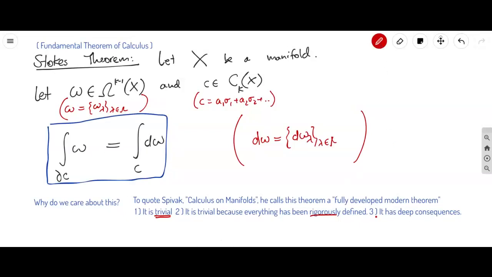And lastly, and this is the other part, it has deep consequences. And sometimes this is difficult to see. Sometimes it's difficult to see why it is important. Like when you look at something like this, it is by no means obvious why it's the fundamental theorem of calculus. It's also by no means obvious why it generalizes classical Stokes theorem. So these things are by no means obvious anymore. But that's what we have to do.